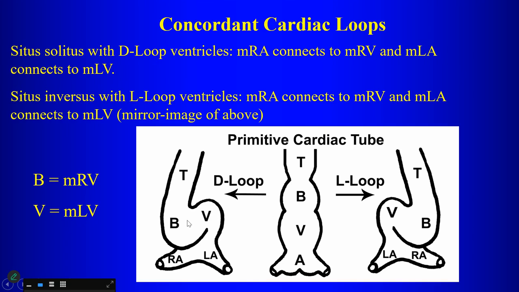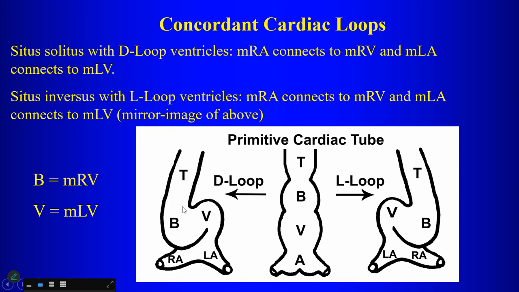The morphologic left atrium is on the left. The ventricles form a D loop. Okay? Now the morphologic right atrium connects to the bulbus cordis, which is the morphologic right ventricle. The morphologic left atrium connects to the ventricle, which becomes the morphologic left ventricle. These are concordant atrioventricular connections. Right? That's a concordant cardiac loop.